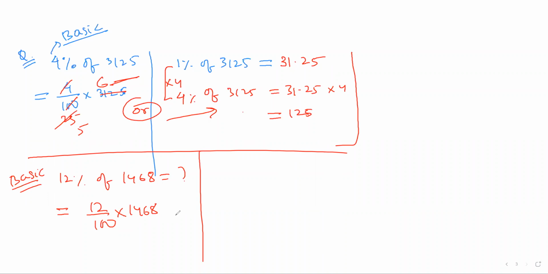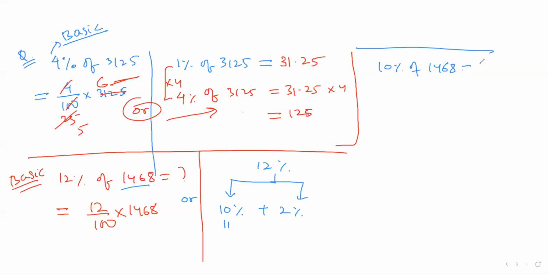You cancel down and divide, you will get the value. I'm not complaining, okay? But there is a more advanced way for 12%. 12% can be broken down as 10% plus 2%. Now 10% of 1468 is nothing but 146.8.